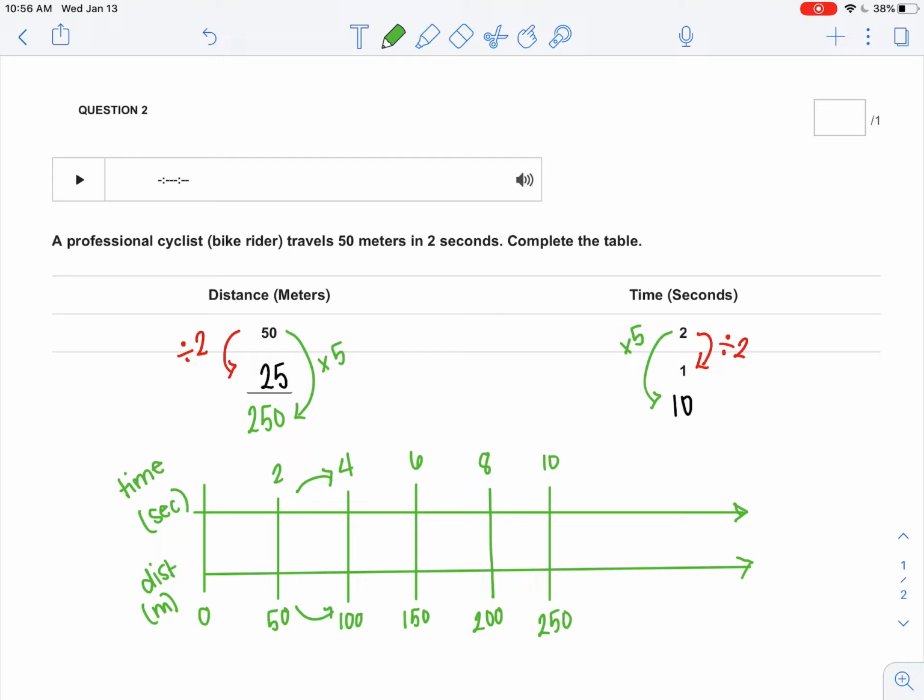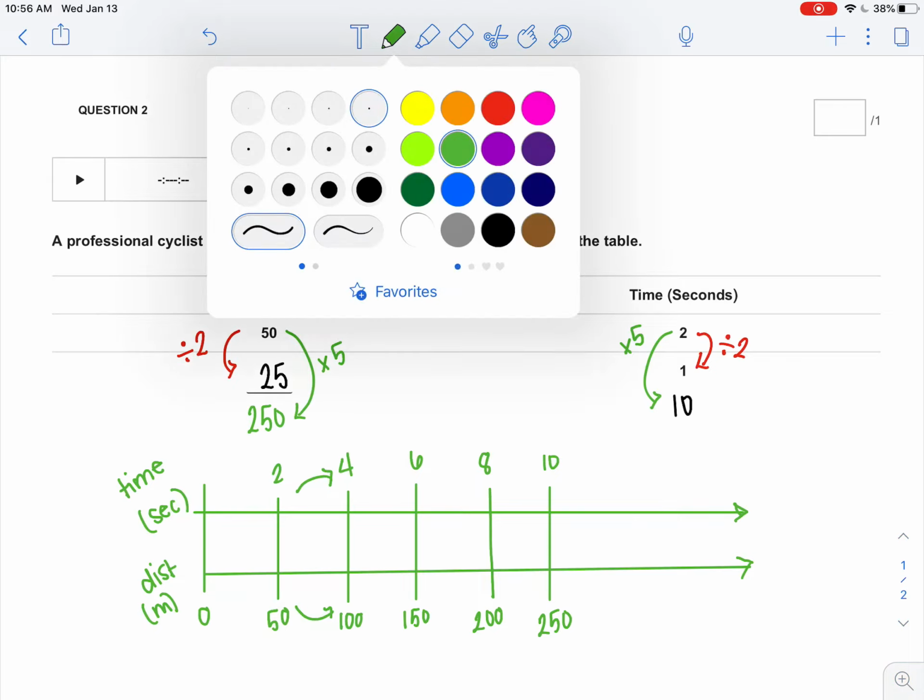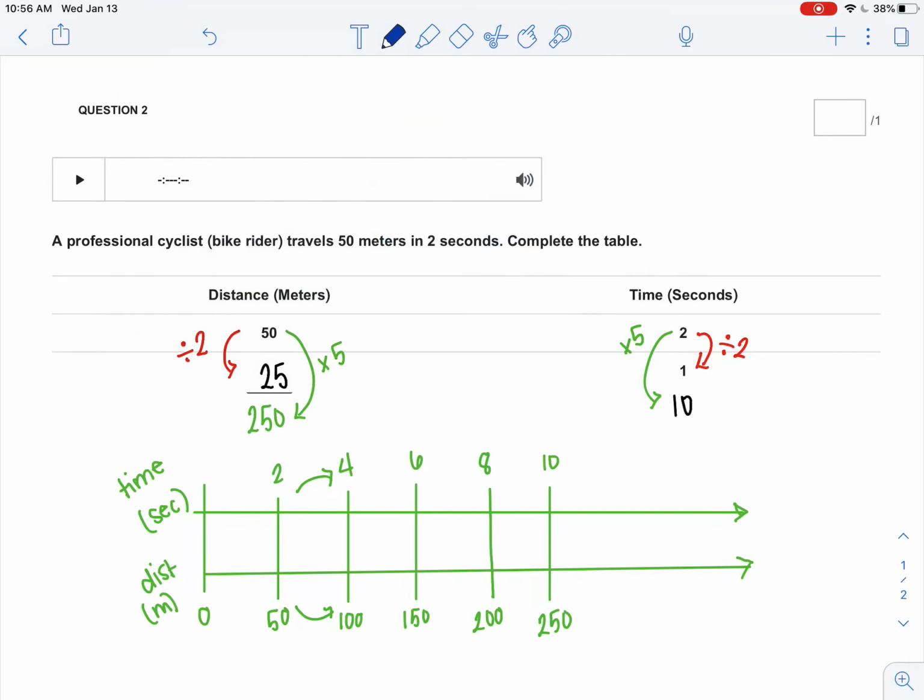But instead of drawing the whole double number line in the ratio table, we can just say, okay, we're scaling up, meaning increasing proportionally, 2 5 times to get to 10. 2 times 5 is 10. And we're doing the same thing to 50. 50 times 5 is 250. And that's how we end up at 10 and 250.